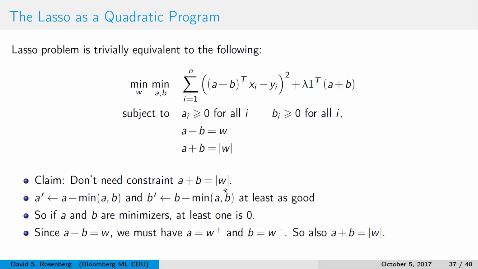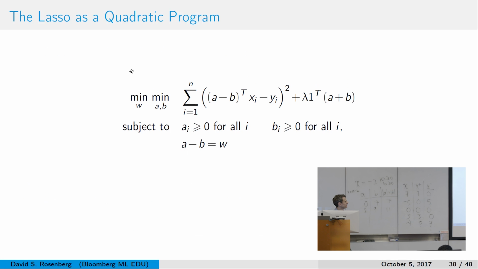You could do that a little bit more precisely, where you replace any proposed A and B by subtracting off the minimum of A and B, so one of them becomes 0, and you still have the difference W, and their sum will then be the absolute value of W. All right, so it's equivalent to this, even if we dropped the constraint that A plus B is absolute value of W. Okay, so then we get that it's equivalent to this.